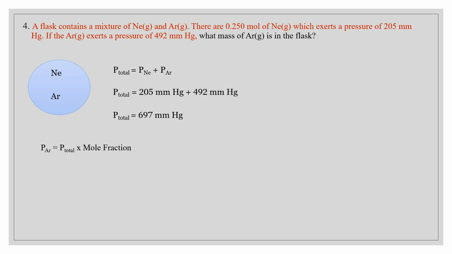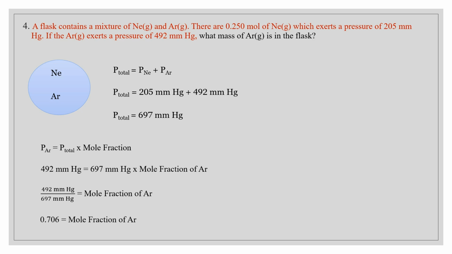Now the connection between total pressure and partial pressure. If we multiply P total times the mole fraction, it is equal to the partial pressure of argon. In the same way, the partial pressure of neon is equal to P total times the mole fraction of neon. The partial pressure of argon is given in the question. It is 492 mmHg, equal to P total, which we already calculated as 697 mmHg, times the mole fraction of argon. After you solve this, we can calculate the mole fraction of argon. It is 0.706.